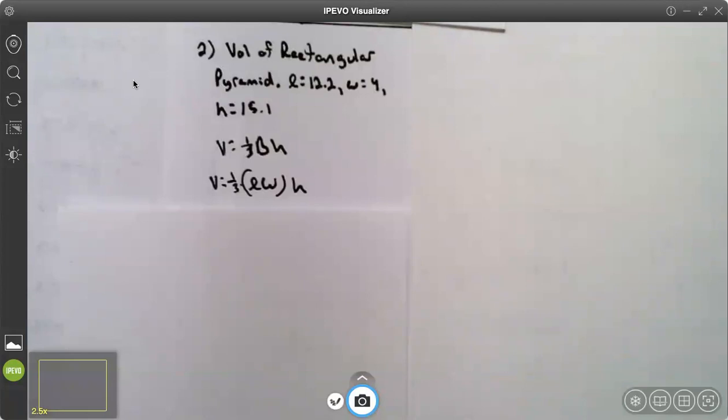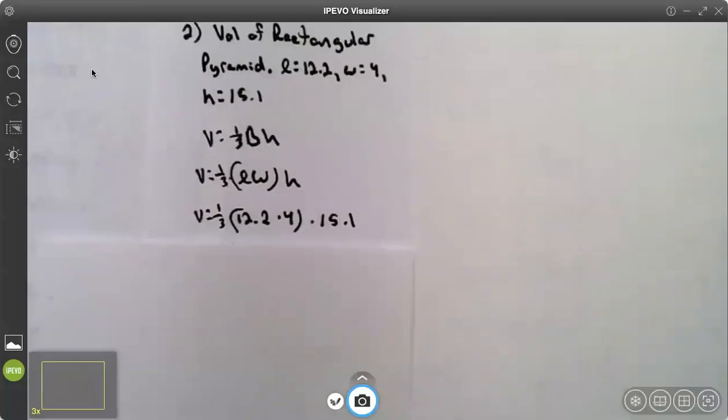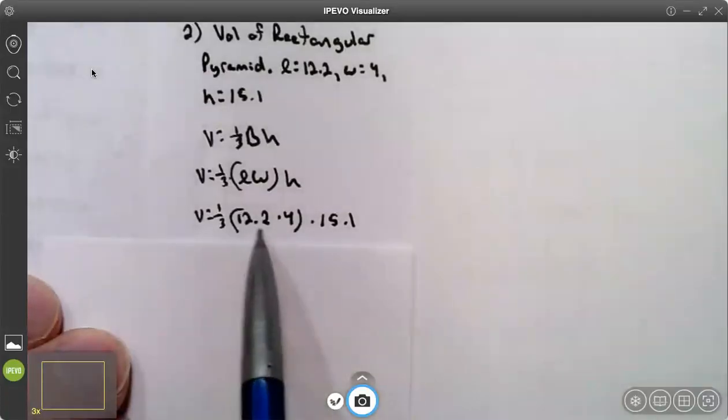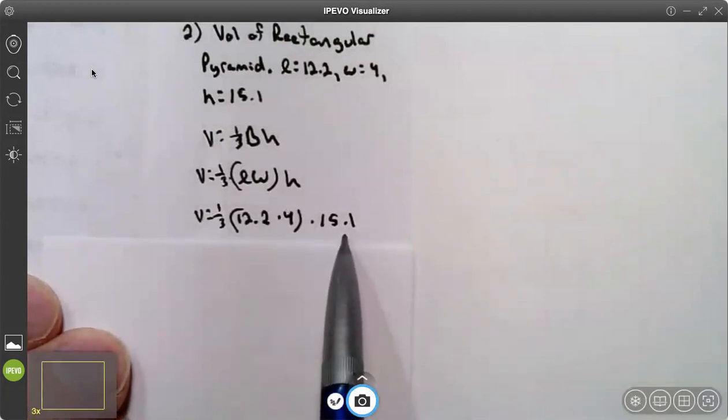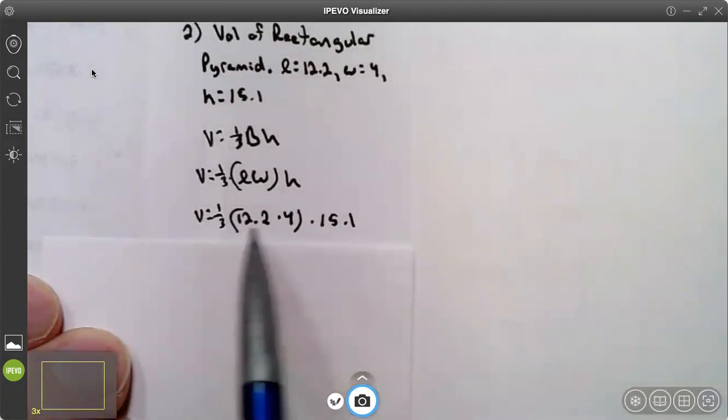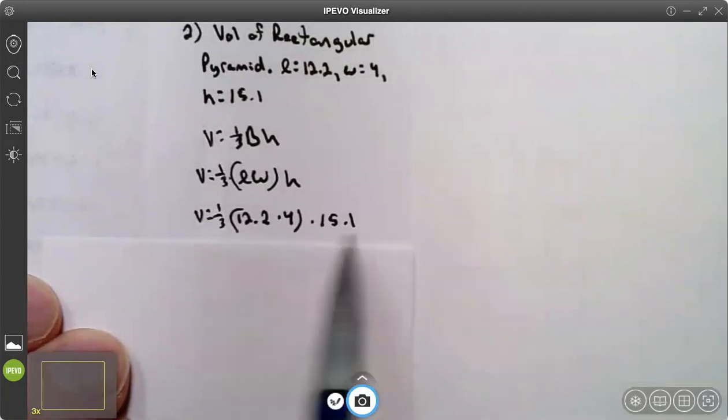Let's try number 2. Volume of a rectangular pyramid. The length is 12.2, width is 4, height is 15.1. Plug those in, find the volume of the rectangular pyramid. Honestly, you could plug all of these into the wrong place and still get the right answer. So my length and my width are 12.2 and 4. My height is 15.1.